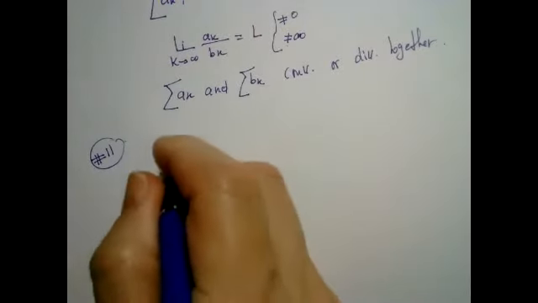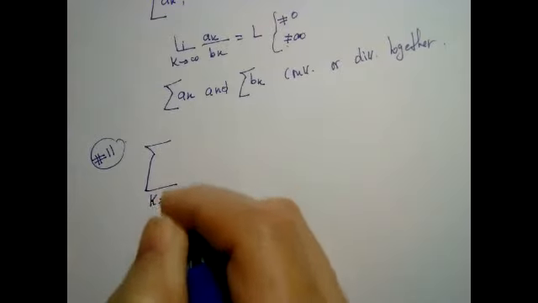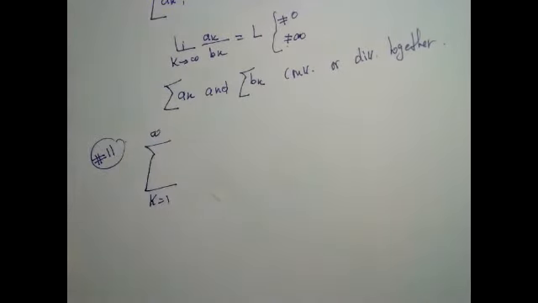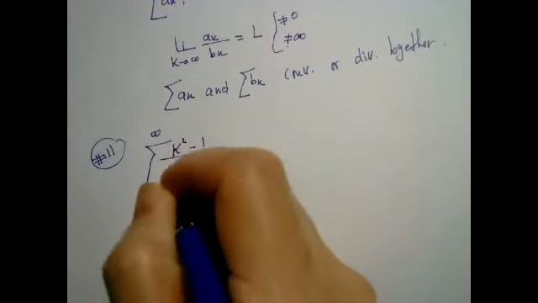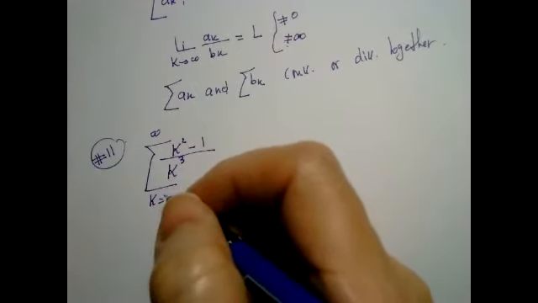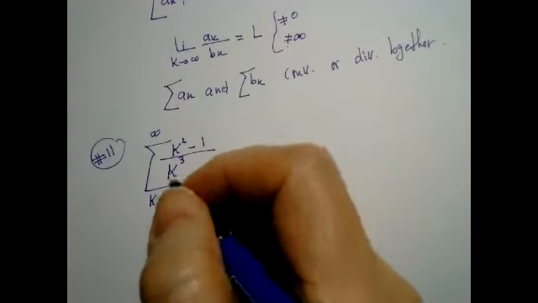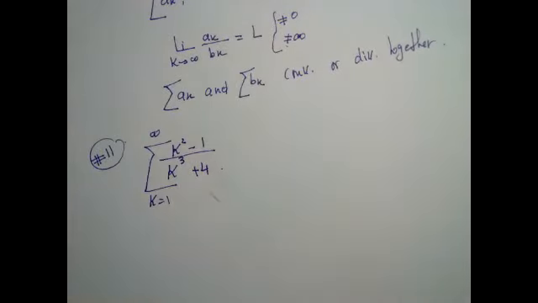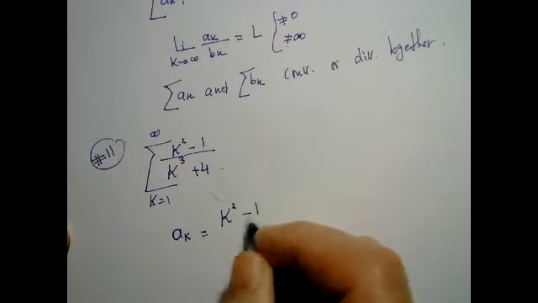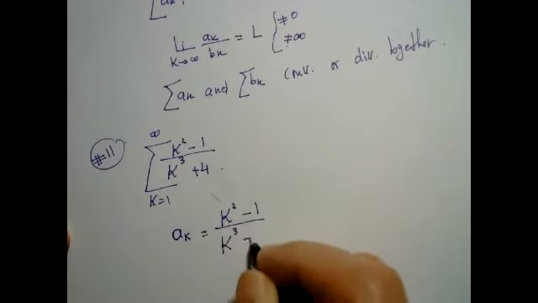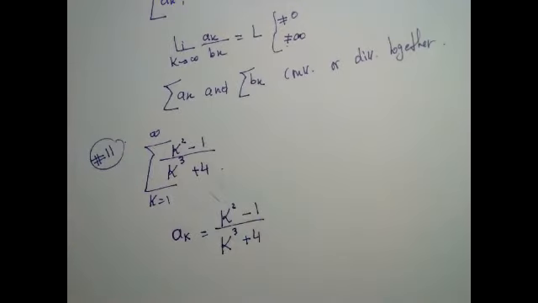Sigma k equals 1 to infinity of (k squared minus 1) over (k to the power 3 plus 4). Okay. So this is my ak. So my ak is k squared minus 1 over k cubed plus 4. To be able to use the limit comparison, we have to take this ak and look for a bk that behaves like ak when k is large.